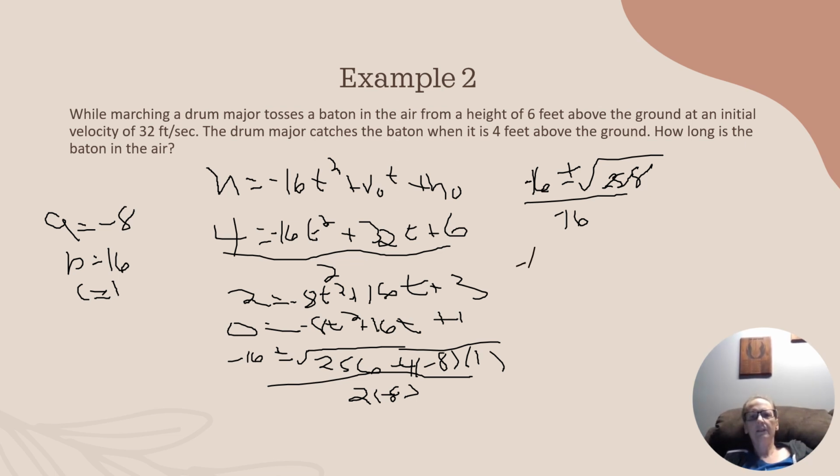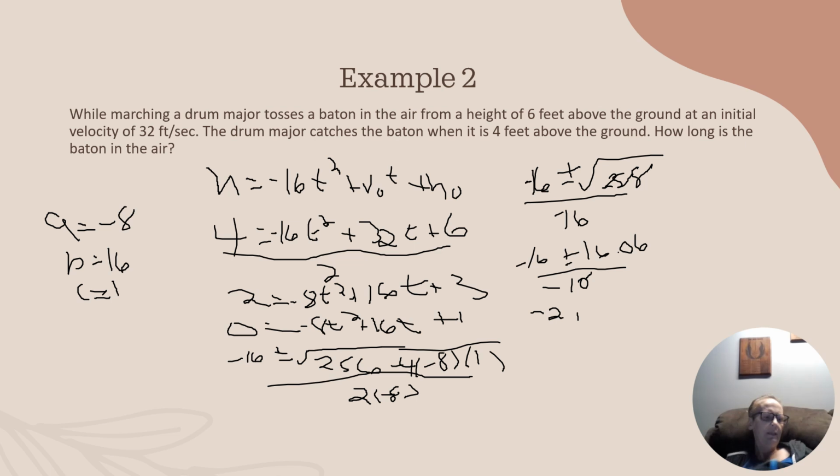So I have negative 16 plus 16.06 all over negative 16. That's plus or minus, actually. We've got to try both. So negative 16 plus 16.06 divided by 16 is a negative number. It's negative 2, basically.